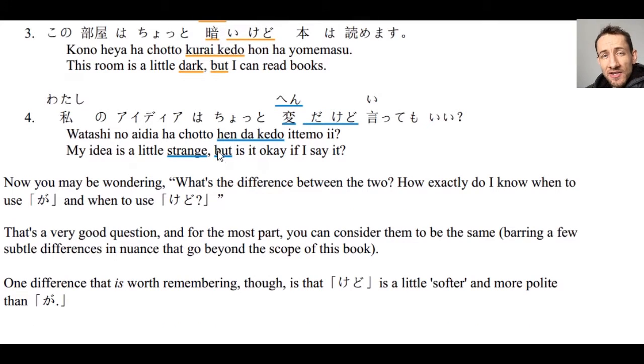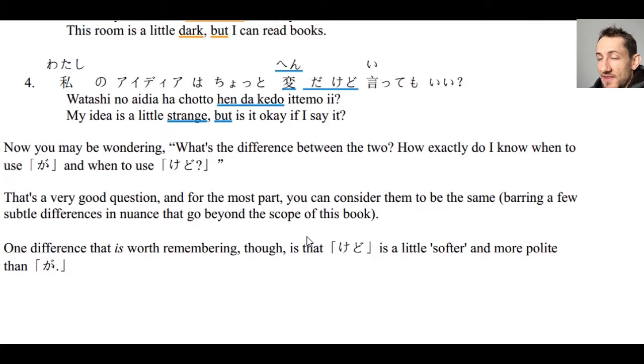So right now you might be wondering, so Jeremy, what's the difference between ga and けど? How do I know exactly when to use one over the other? And that's a very good question. And I think for the most part, just to simplify the studying of Japanese, and this is a beginner level textbook, you can pretty much consider them to be the same. I'm not Japanese, as you can probably tell, so I can't give you an in-depth explanation. And I think an in-depth explanation would be beyond the scope of this book. But I think for the most part, just consider them to be pretty much the same.